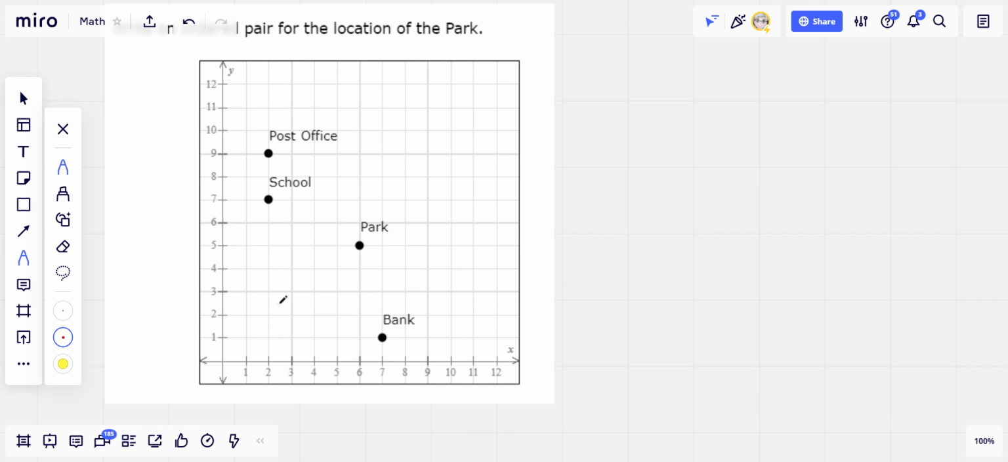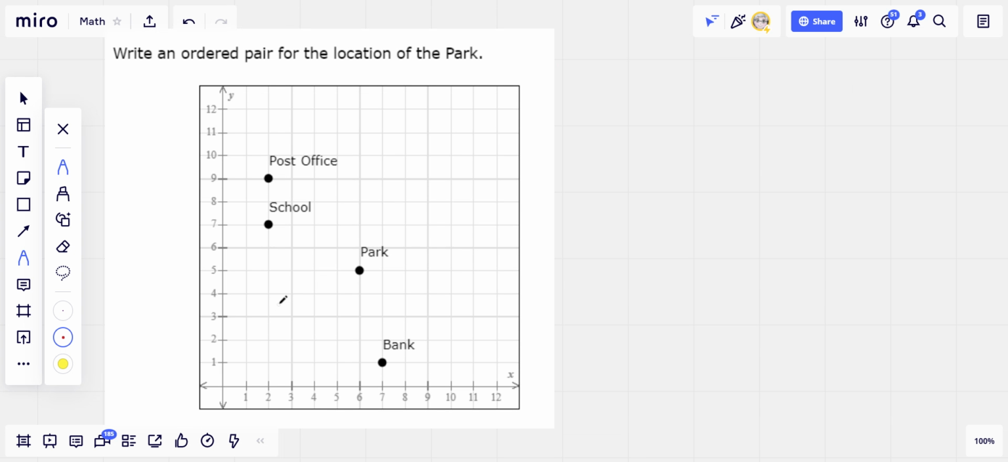Let's try practicing one more. This one says write an ordered pair for the location of the park. So the park is right here, and we want an ordered pair, and we need the x value and the y value. So let's find the x value by going down to the x-axis.